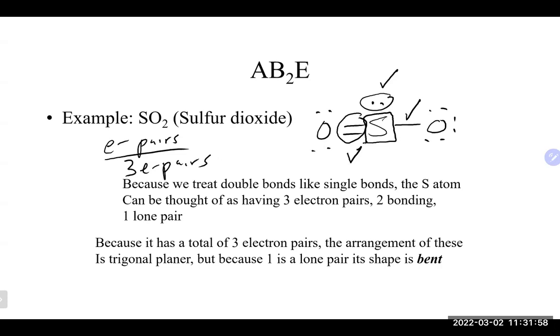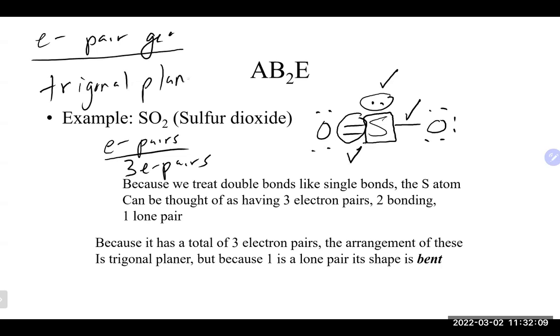Something with 3 electron pairs, as we talked about earlier, has an electron pair geometry of trigonal planar. So it has 3 electron pairs. How many bonds does this one have? It has 1 bond, and a double bond only counts as 1. So that's a grand total of 2 bonds in this case.